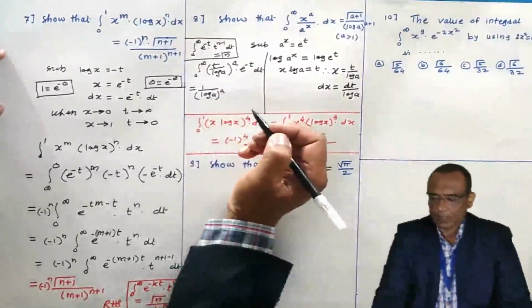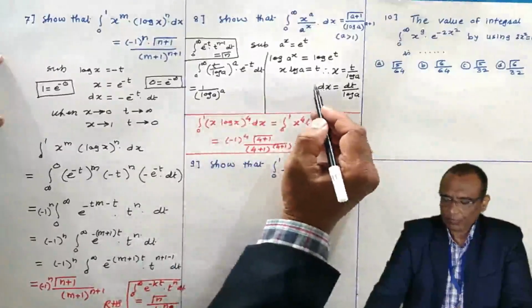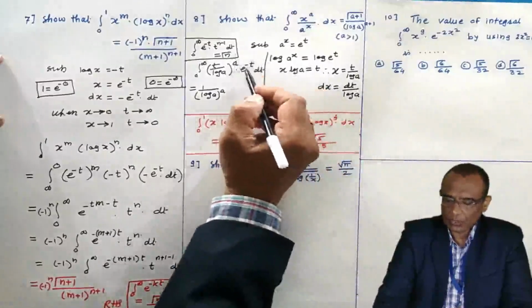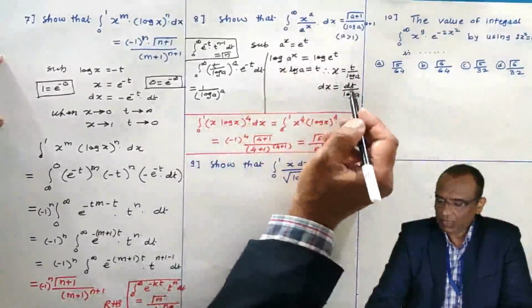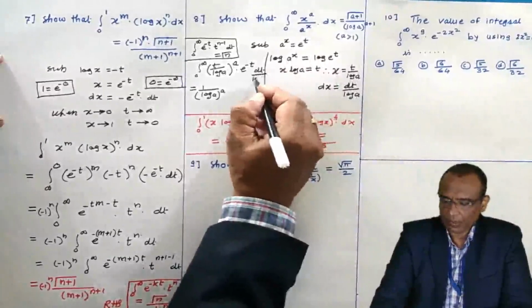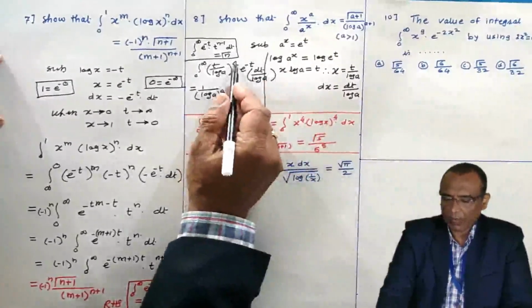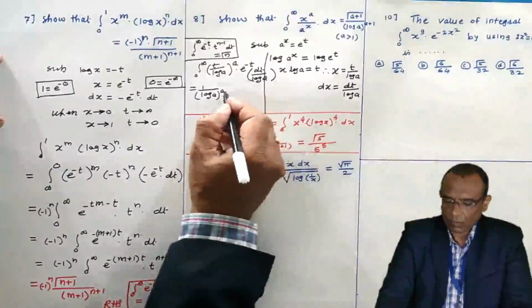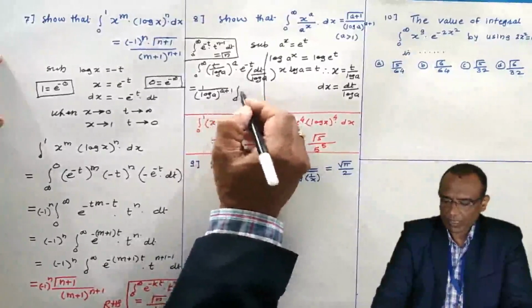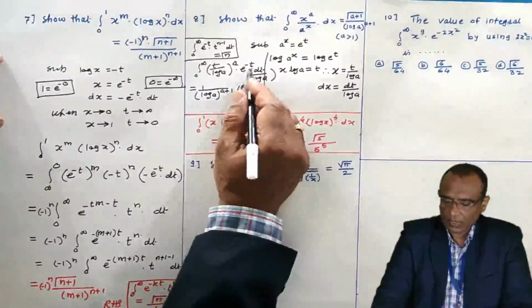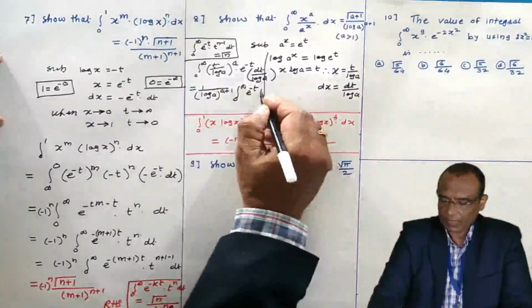Now, see the value of e to the power, this is e to the power minus t, and the value of dx I have not written. dx is what? dt by log a. This is dx. And log a power a, log of a power 1 is log of a power a plus 1. And what is remaining? 0 to infinity, e power minus t, and t power a is remaining.